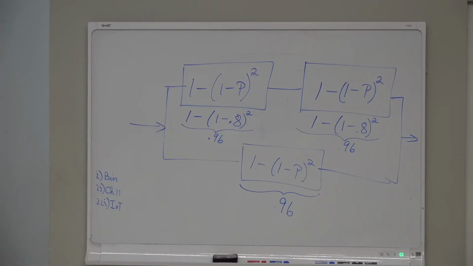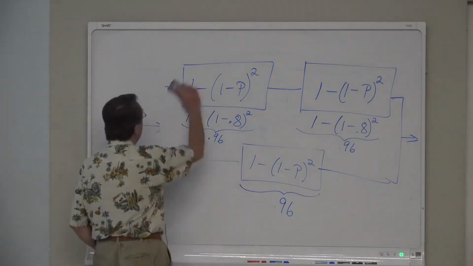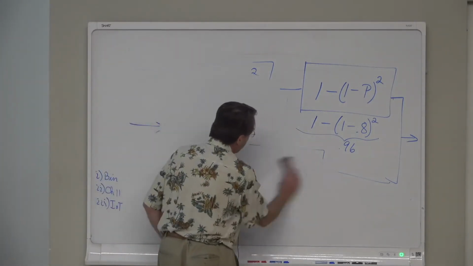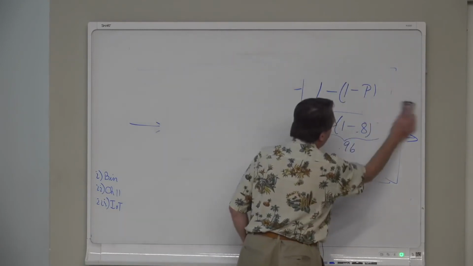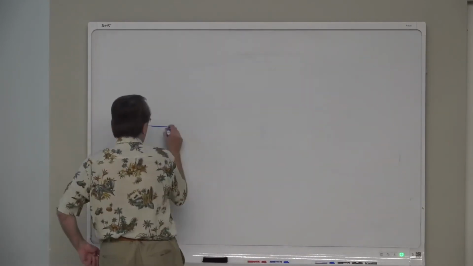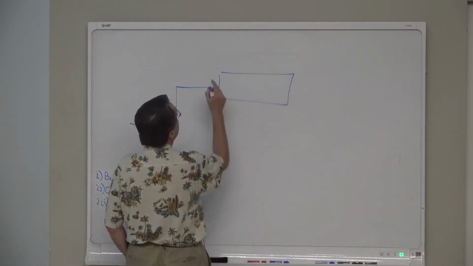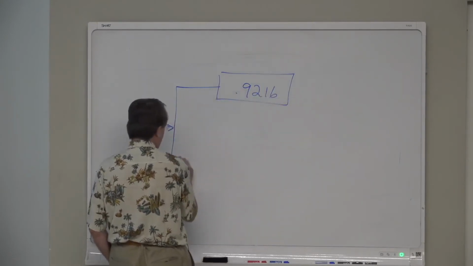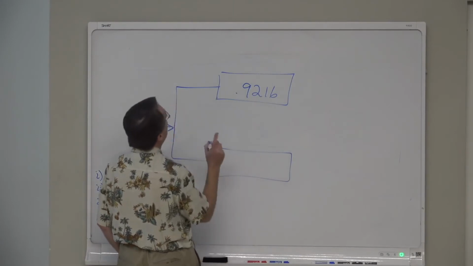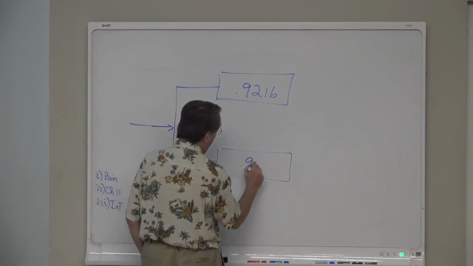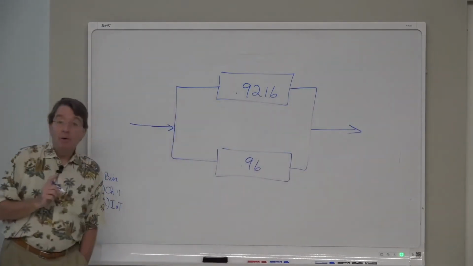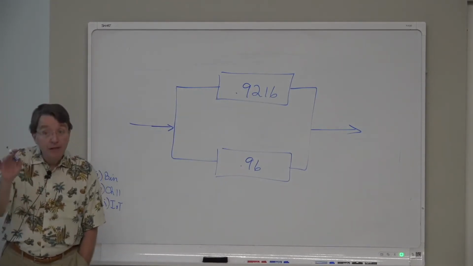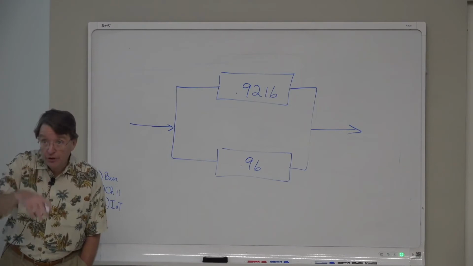So what we now have, if I could just simplify this. Veronica, am I doing okay back there? All right. So now I can reduce all of this to 2 blocks. The probability of the upper path working is 0.9216. The probability of the lower path working is 0.96. Now, going back to a few moments ago, there we had P to be the same. Now they're different, but you can still figure this out.